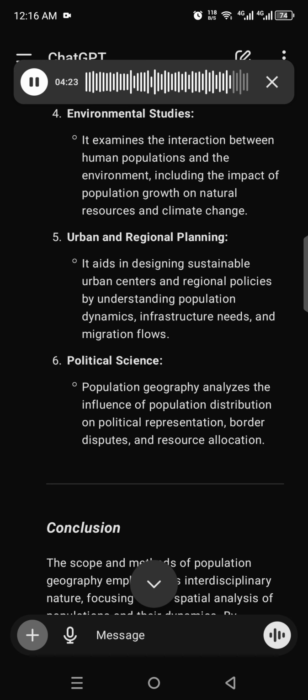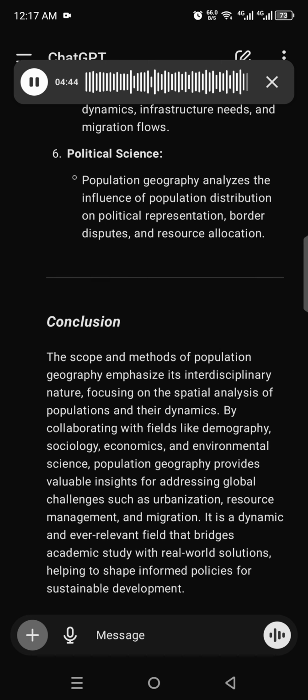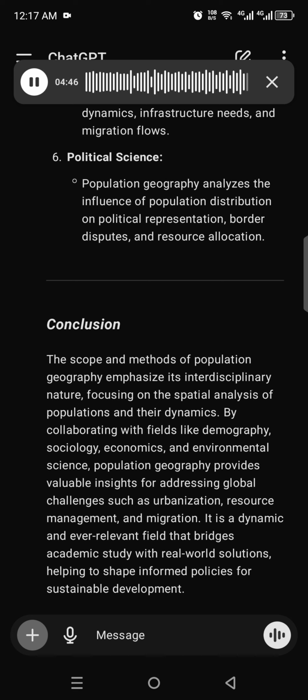Conclusion. The scope and methods of population geography emphasize its interdisciplinary nature, focusing on the spatial analysis of populations and their dynamics. By collaborating with fields like demography, sociology, economics, and environmental science, population geography provides valuable insights for addressing global challenges such as urbanization, resource management, and migration. It is a dynamic and ever-relevant field that bridges academic study with real-world solutions, helping to shape informed policies for sustainable development.